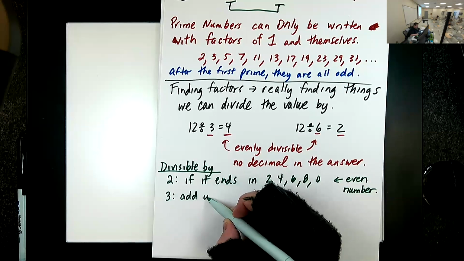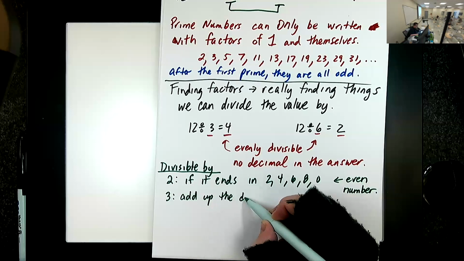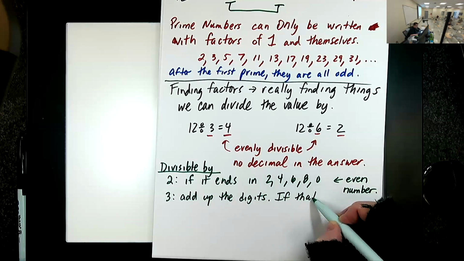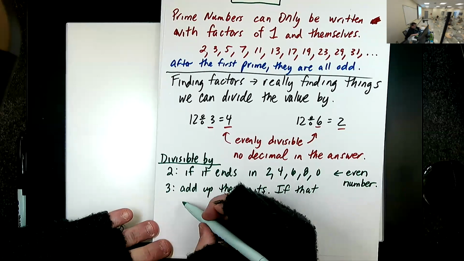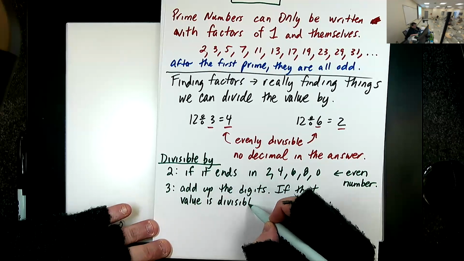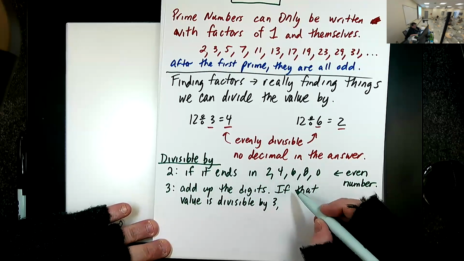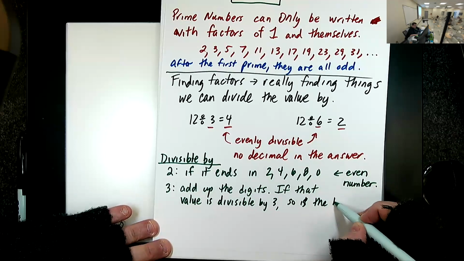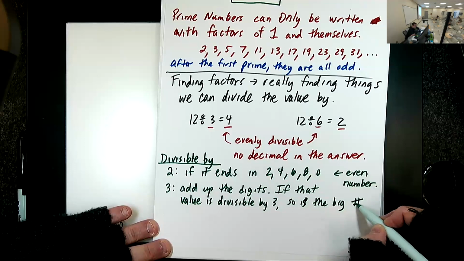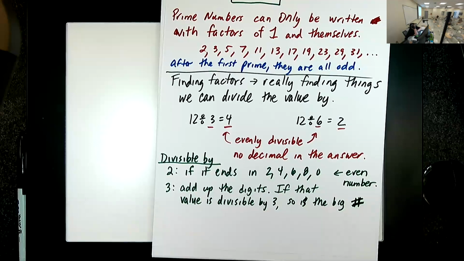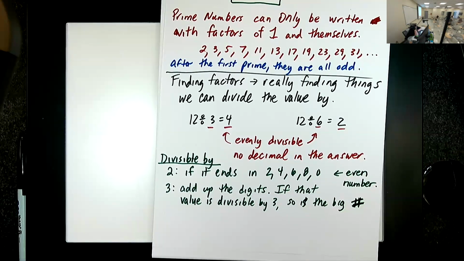Add up the digits. If that value is divisible by 3, so is the big number. And I use like the hashtag key. That really means number. It's divisible by the bigger number.